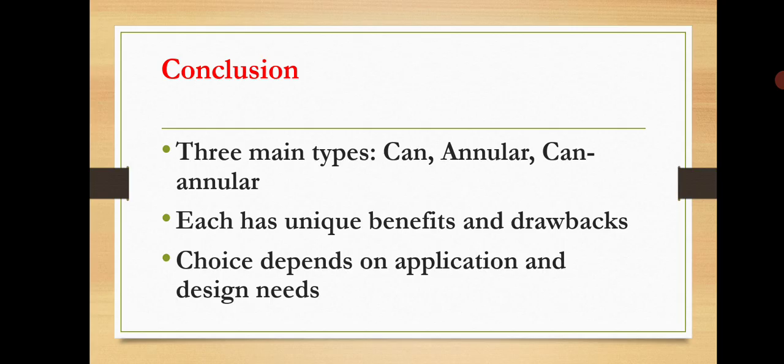The annular type is lightweight and highly efficient but difficult to design and maintain. The can annular type combines features of both, offering a balance between performance and reliability, and is widely used in aircraft engines. Therefore, the selection of combustion chamber type depends on the application, engine requirements, and design priorities such as efficiency, cost, weight, and ease of maintenance.